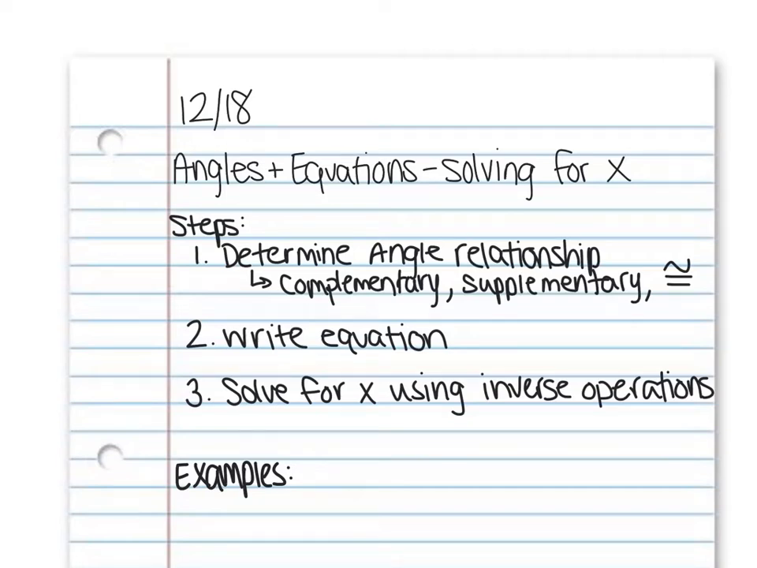Today we are going to talk about angles and equations, and during this we're going to have to solve for x. We're going to look at a bunch of examples, but the steps that we need to follow are: first, determine the angle relationship. So the angles that are labeled, are they complementary, supplementary, are they congruent? Based on that, step 2, we're going to write an equation, and then at step 3 we're going to solve for x in our equation using inverse or opposite operations. So pause if you need to, and we're going to move into our first example.